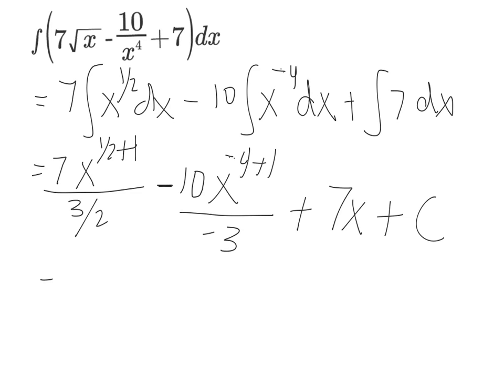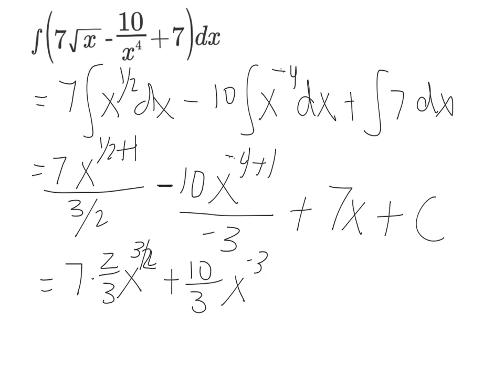Okay, so the next line is going to just be me cleaning everything up. Remember that if I divide by this 3/2, okay, so let me circle that with my laser. When I divide by 3/2, that's really just multiplying by the reciprocal, which in this case would be 2/3. And then I have x to the 1/2 plus 1, which is 3/2. Okay, and then if I take this negative 10 divided by negative 3, that actually gives me a plus 10/3 x to the negative 3. Okay, and there's nothing really else that I can do with the 7x plus c part.